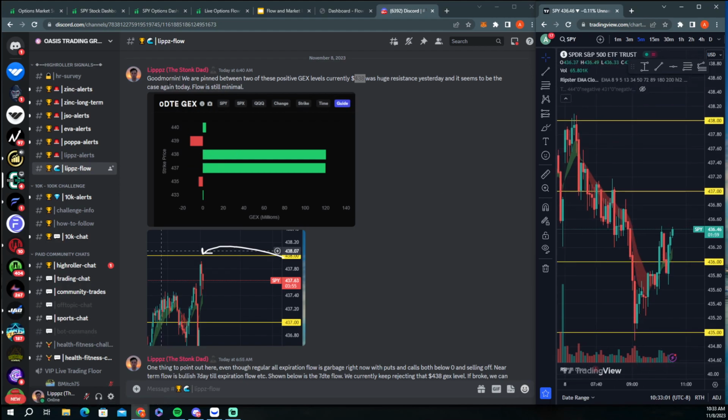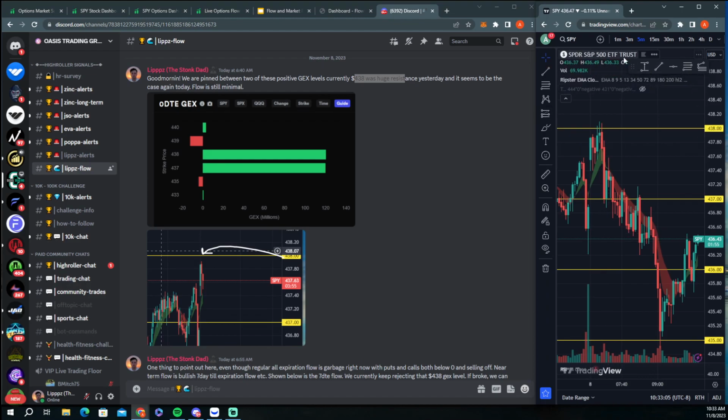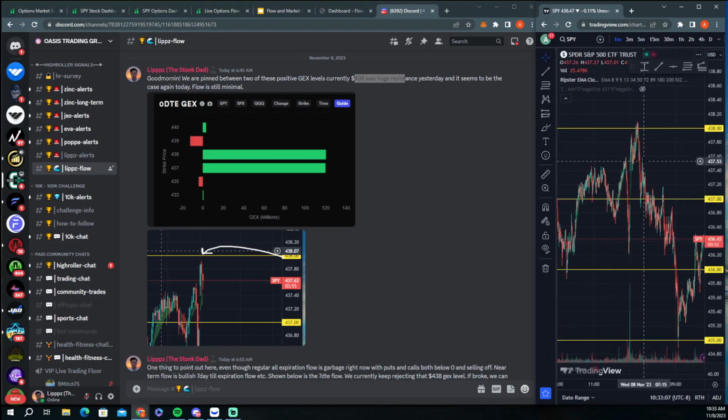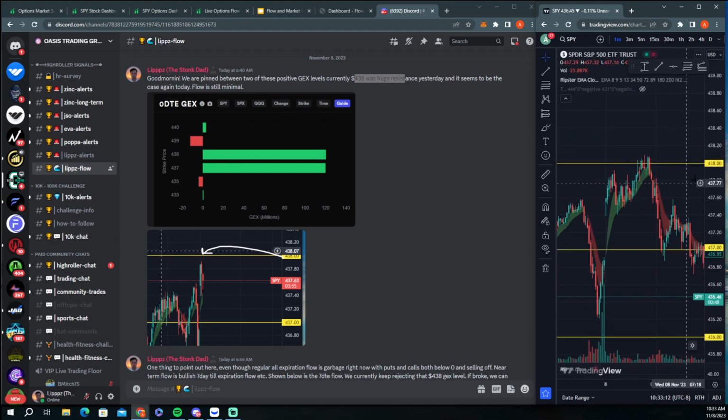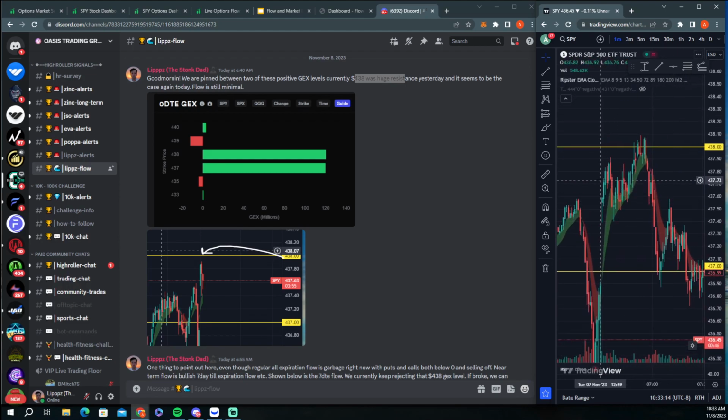So you can see in the morning, we said we have a huge resistance at 438, and that was at 640 in the morning. So I turned it to the minute chart here. So this is market open. 640 was about right here. Let me plot a line so you guys can see it a little bit better. 640 right there. So that's where I posted this little update.